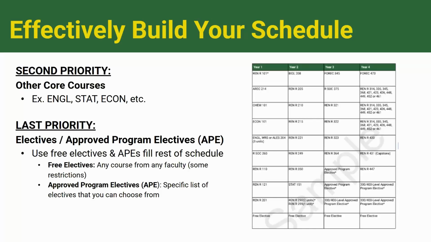Next priority when you are scheduling will be your core courses. So, this could include your English, writing studies, statistics, math, economics, or any other ones you have in your program check sheet. Then, lastly, if you still have space available, you can start scheduling free electives or approved program electives. Free electives are any course from any faculty. As long as you meet the requirements to register for the course, that can be used as a free elective. Compared to our approved program electives, this will be a very specific list that was created by the faculty for your program.